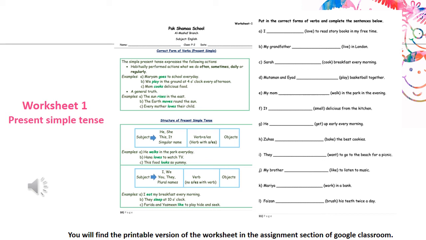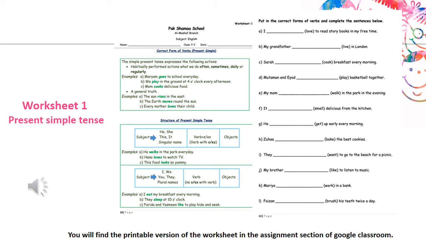And what are our habitually performed actions? Like I go to school every day. He goes to school every day. We play in the park every weekend. I play in the park every weekend. They play in the park every weekend.